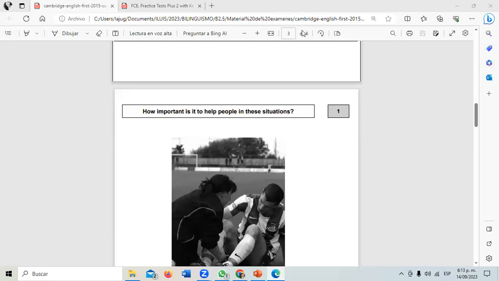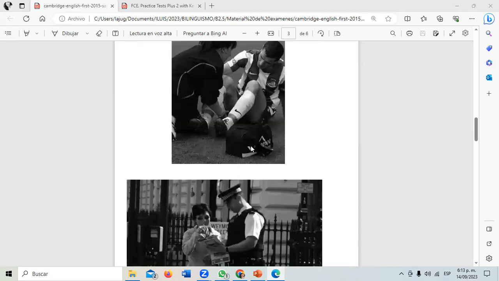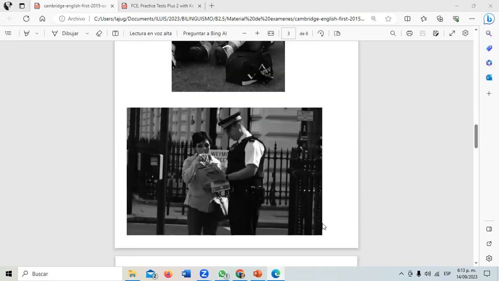Yes, Brian? Hello, teacher. I don't understand the second picture clearly. It's a disoriented person or a criminal? Yes, the woman is looking for some directions, information.